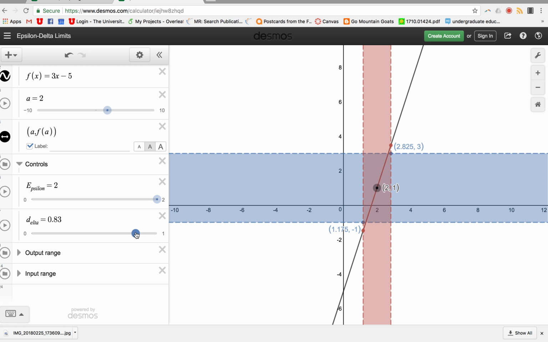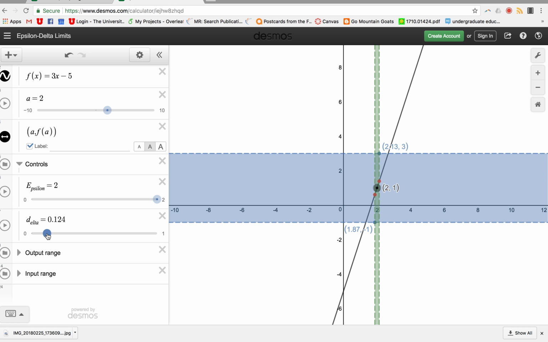Suppose I went too far out, suppose I got too far from the number 2. Suppose I went out even a distance of delta equals 1. Well, now I'm a distance 1 from 2, so that's the number 3. I come way up here, I'm outside of that blue strip. So if I were to give you a tolerance for your x values of 1, you might go too far out.